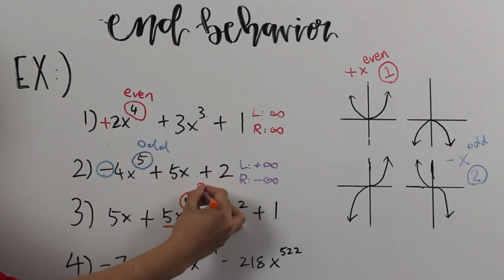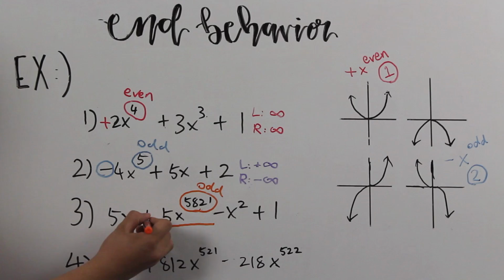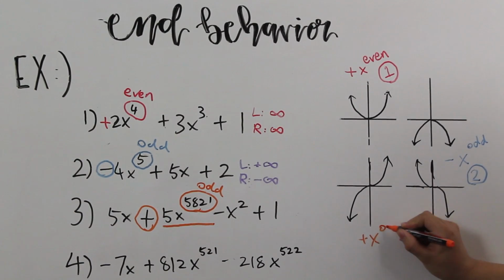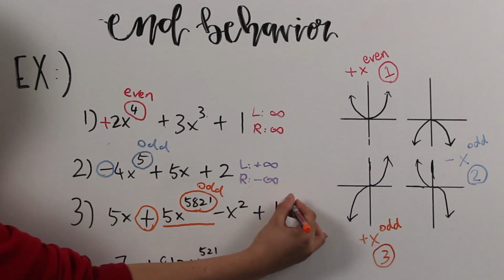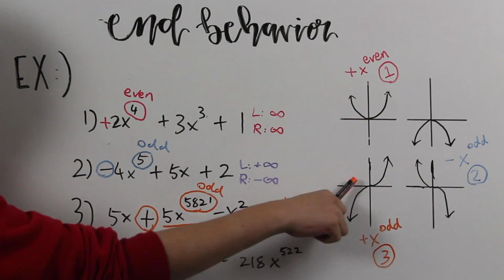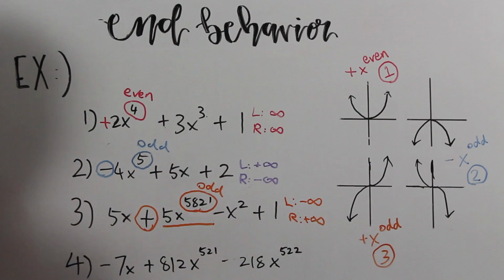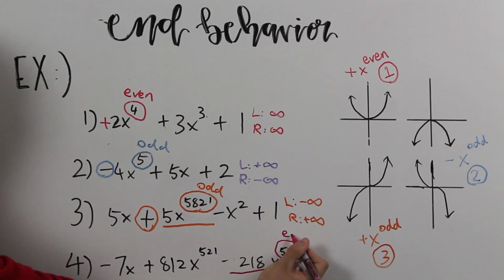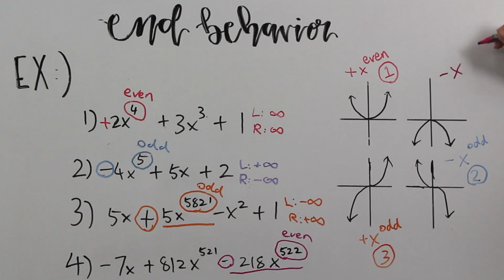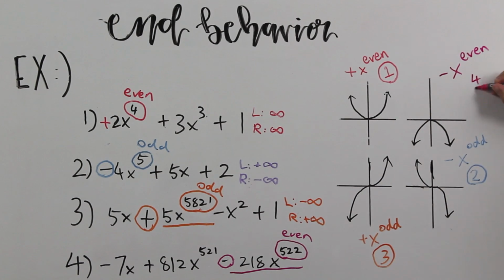Number 3, the highest degree term is odd and positive. Matching the graph on the right, the left end behavior approaches negative infinity, while the right end behavior approaches positive infinity. Lastly, number 4, the highest degree term is even and negative. Matching the graph on the right, both the left and right end behaviors will approach negative infinity.